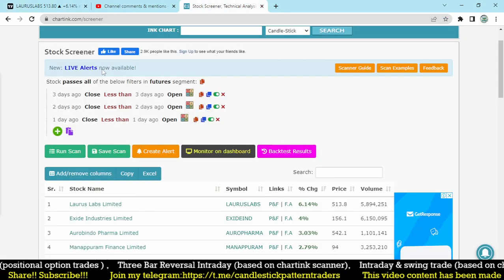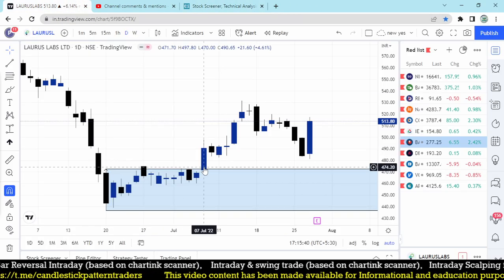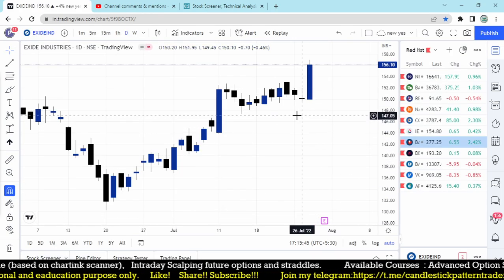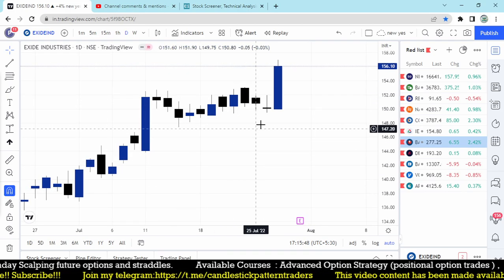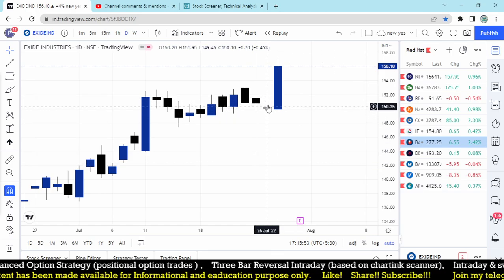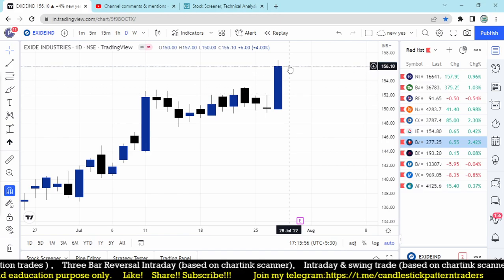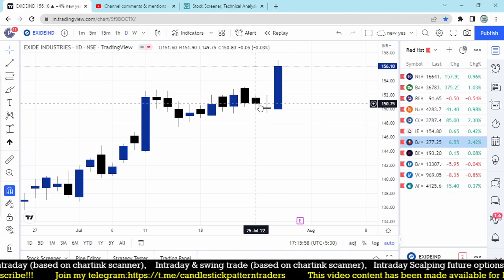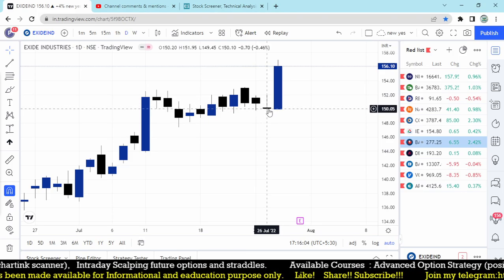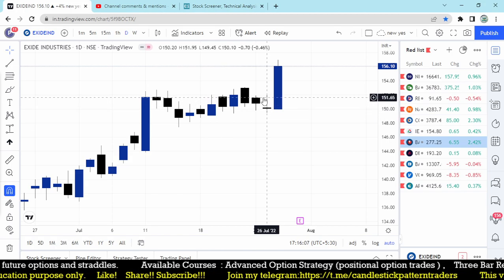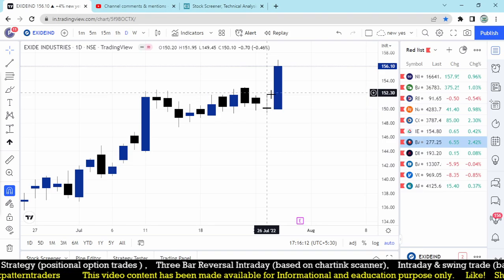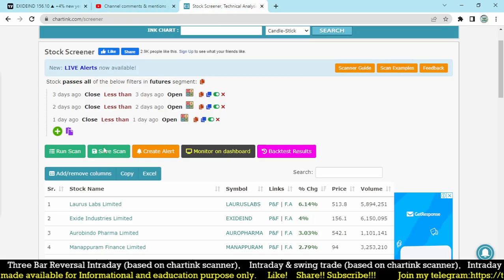Let's check Exide and Arrow Pharma. Exide Industries: here it is not 3 consecutive down, but 2 days down, and the third day doesn't have a big move, it was forming a doji, and it broke the doji and went up. But the second day's high must be lower than the current day's. That high should be less than this, which would be considered a clear downtrend. Here it moved above the previous day's high, so we have to avoid such stocks.